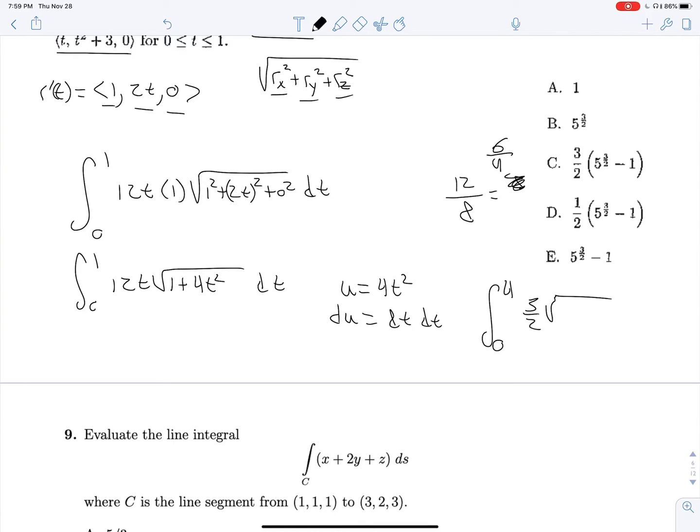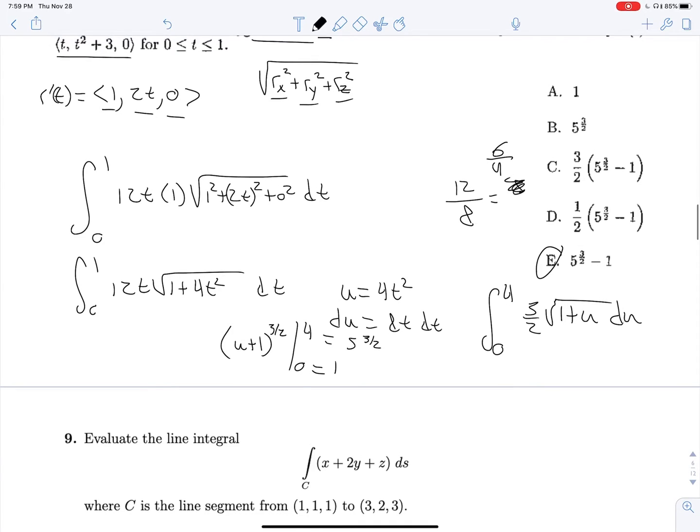3 halves square root of 1 plus u du, which we can integrate pretty easily because 3 halves multiplied by 2/3 u plus 1 to the 3 halves on 0 to 4. This whole thing is just going to be 1 out here, and we will get 5 to the 3 halves, and over here we're going to get 1. So 5 to the 3 halves minus 1 is our answer.